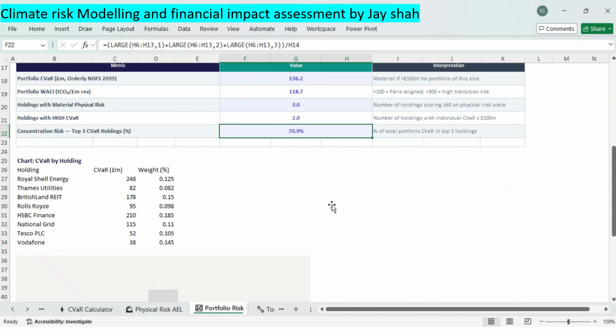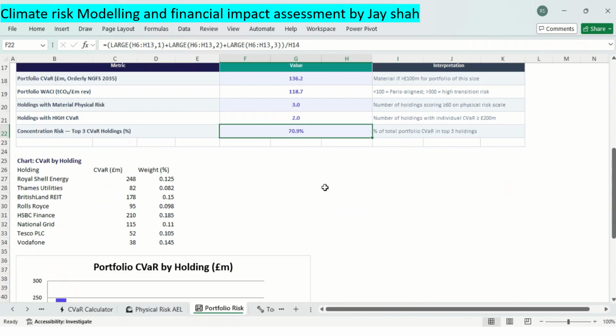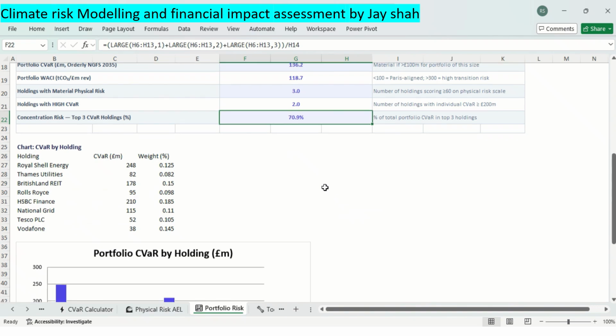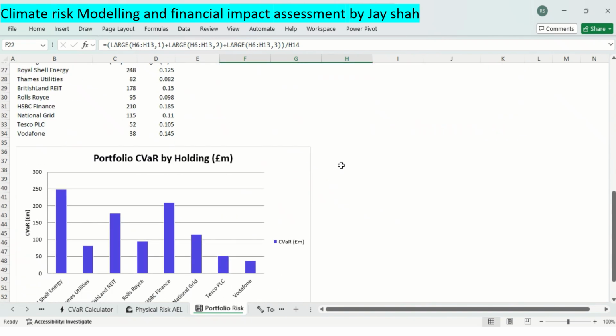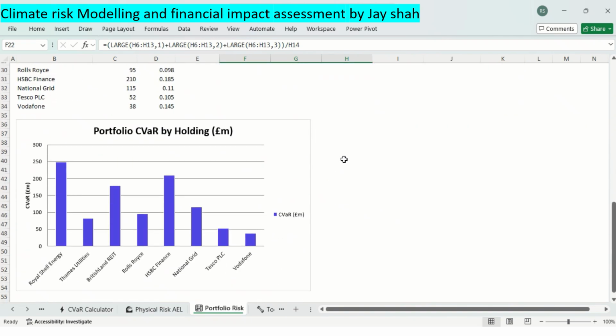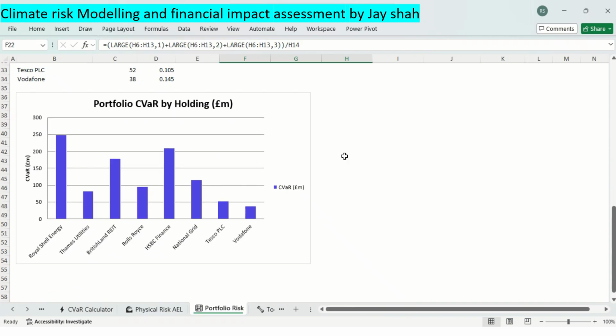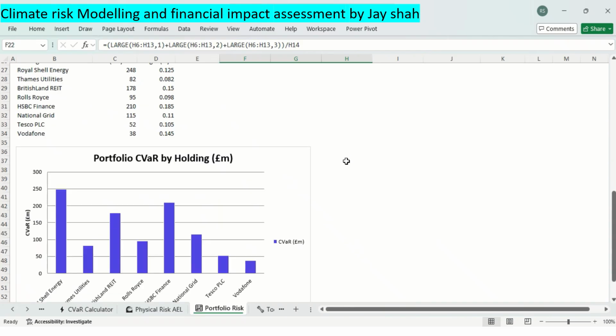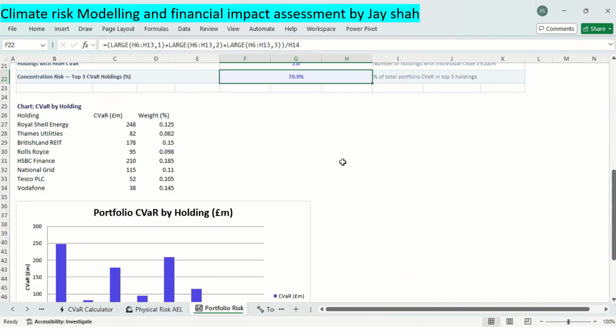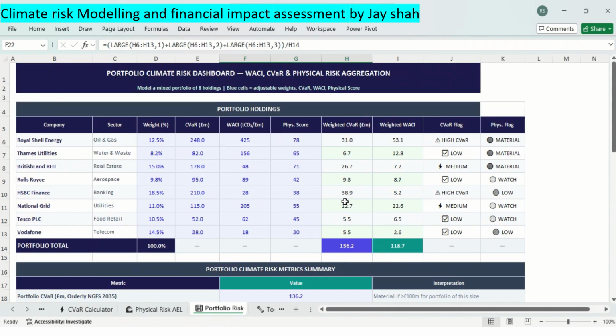And this chart for the CVaR holdings at the bottom of the sheet, the bar chart updates automatically as you change the blue input cells above. And if you change the HSBC CVaR from 20 to 210 to 300, for example, the chart adjusts immediately, and the weighted CVaR in H10, which is calculated here for HSBC, is also going to change.